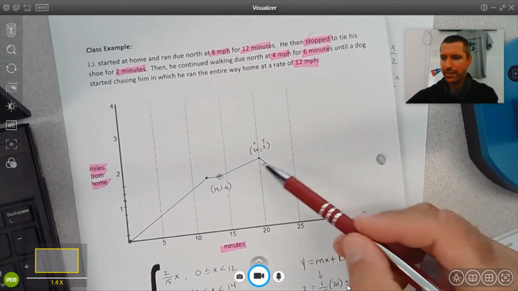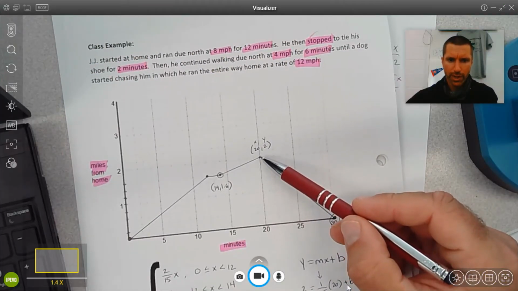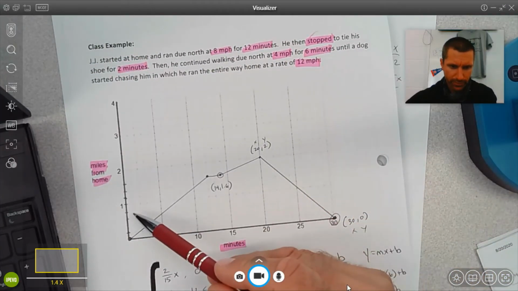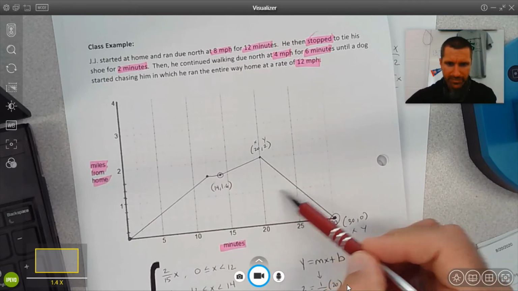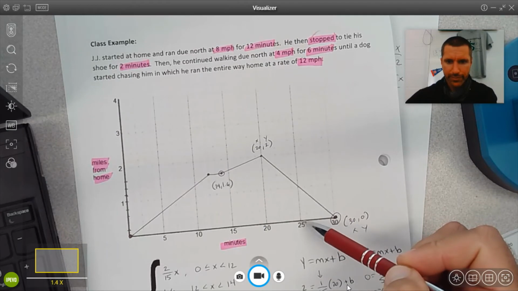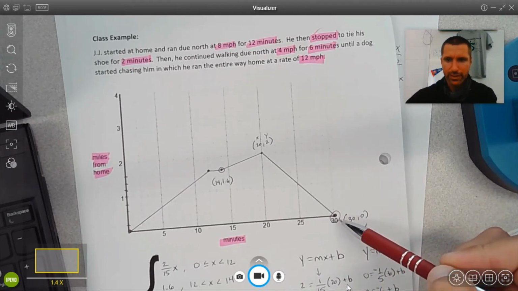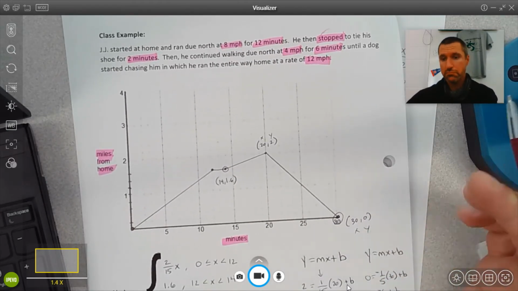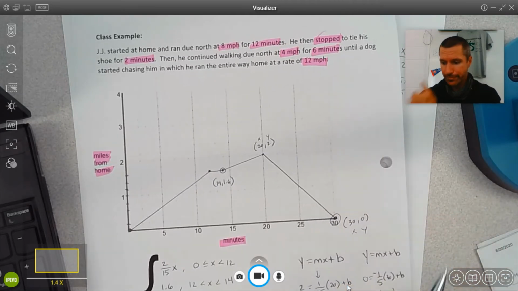So if we're here at a height of 2 miles, we're going to drop 1 mile, there's the 1 right there, in 5 minutes. So now we're at minute 25. We're going to go down 1 more mile in 5 more minutes, and we end up right here at the end of the graph at 30. Okay, and he's back home at that point.